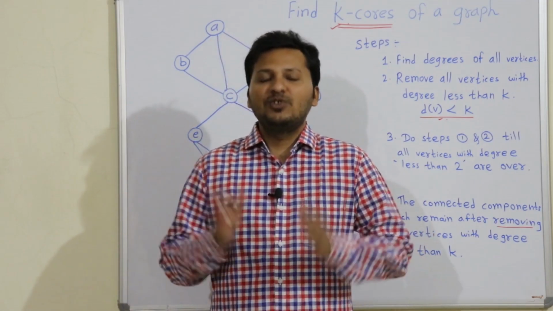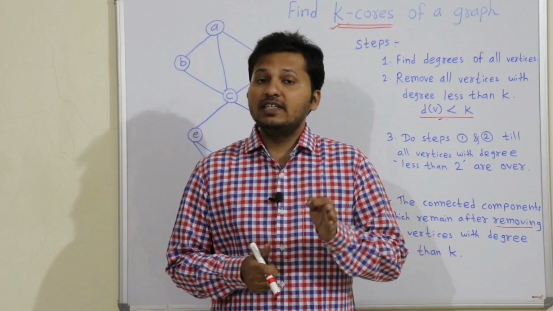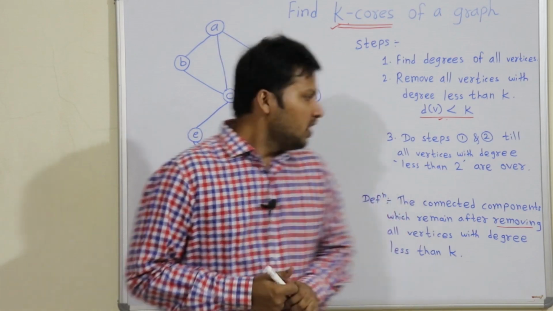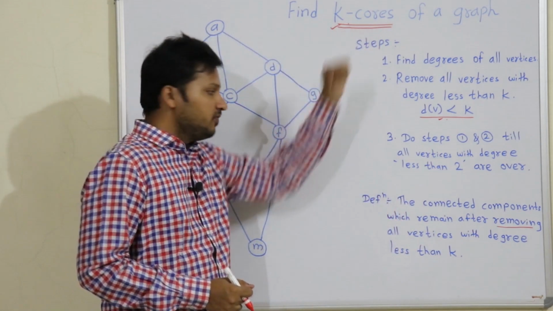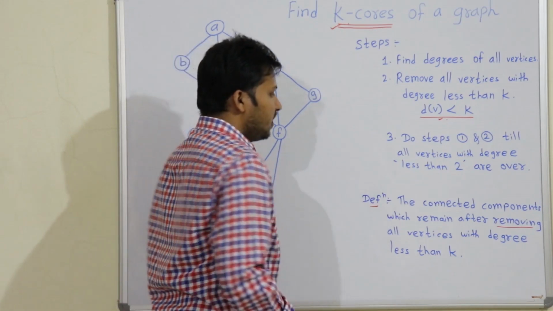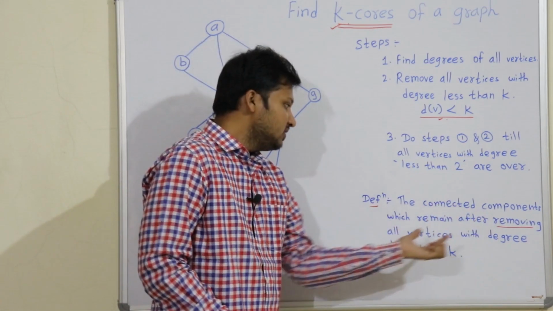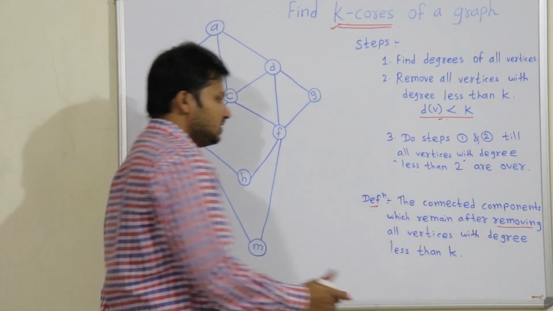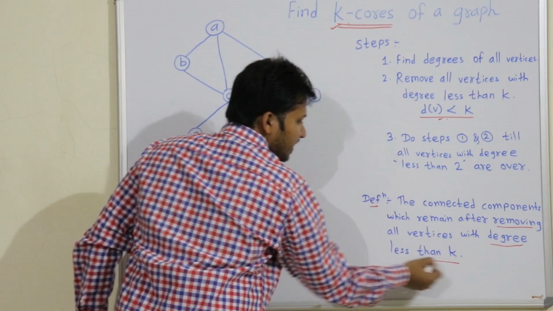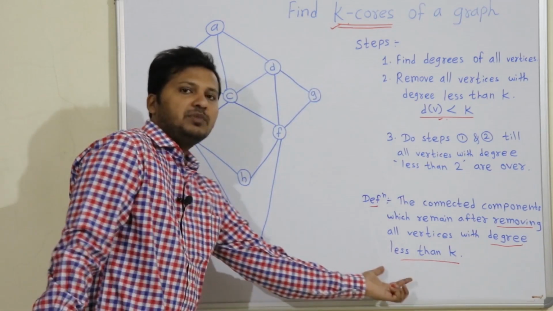Hello friends, today we are going to see how to find k-cores of a graph. Now at first, what is k-cores of a graph? So here is the definition. The connected components which remain after removing all vertices with degree less than k. So what does it mean?